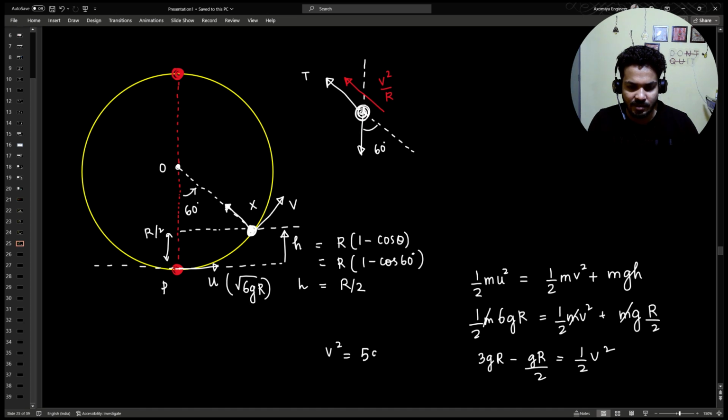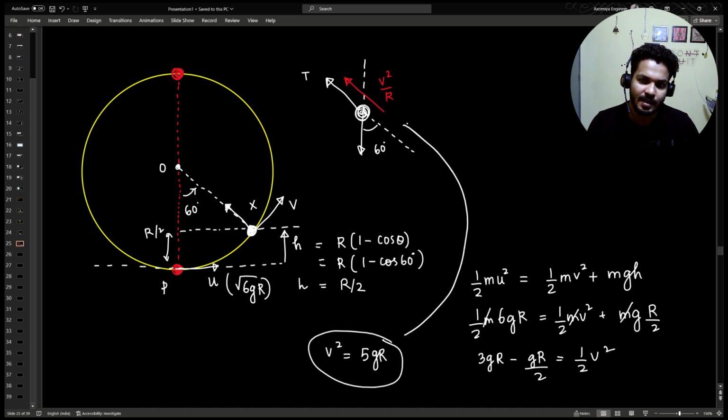It's going to be 5 gr. What am I going to do with this v square? I'm going to plug it here.